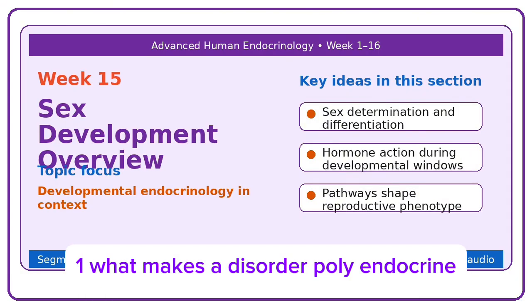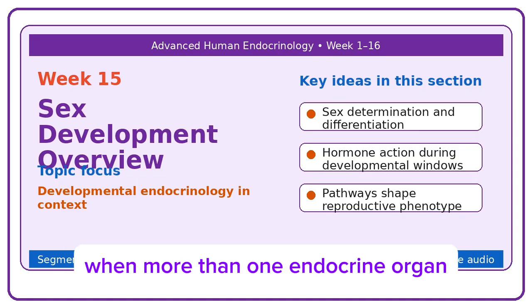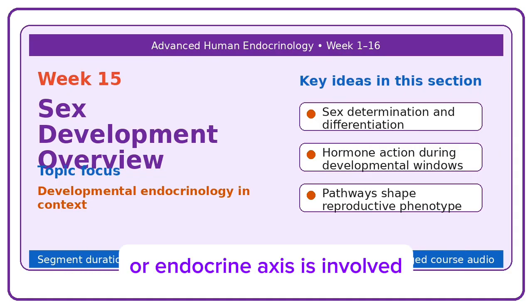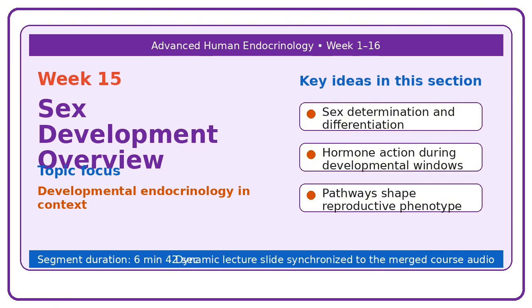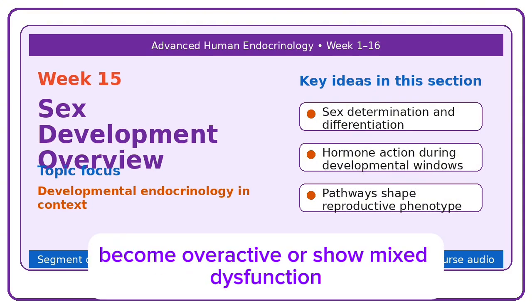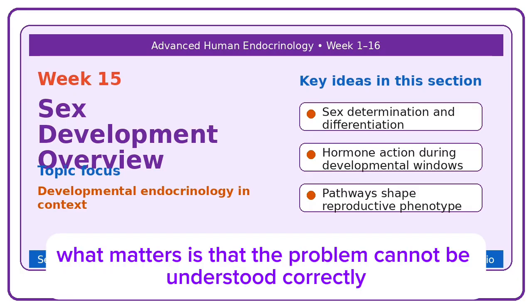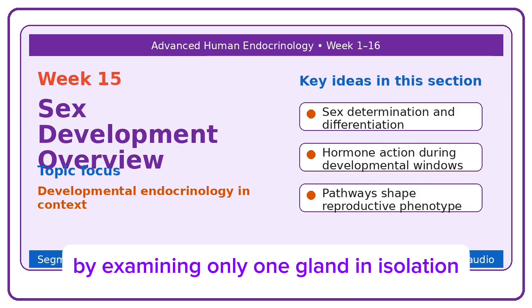1. What makes a disorder polyendocrine? A disorder is considered polyendocrine when more than one endocrine organ or endocrine axis is involved. The glands affected may fail, become overactive, or show mixed dysfunction. What matters is that the problem cannot be understood correctly by examining only one gland in isolation.